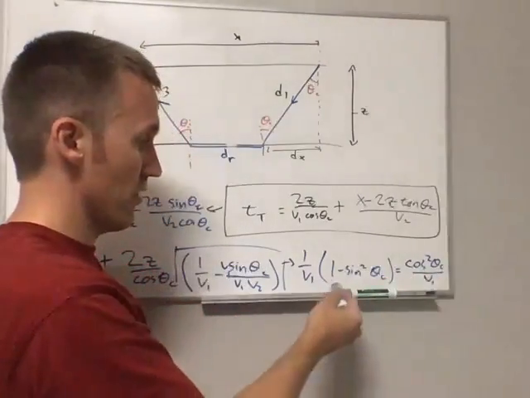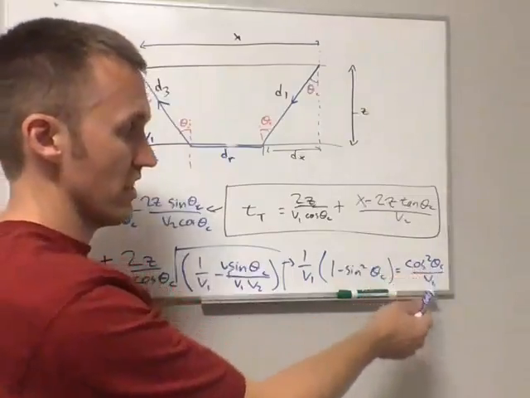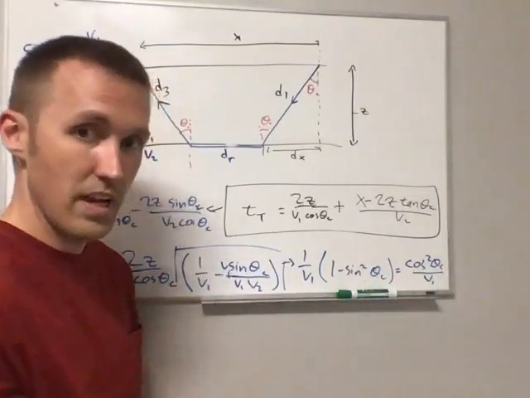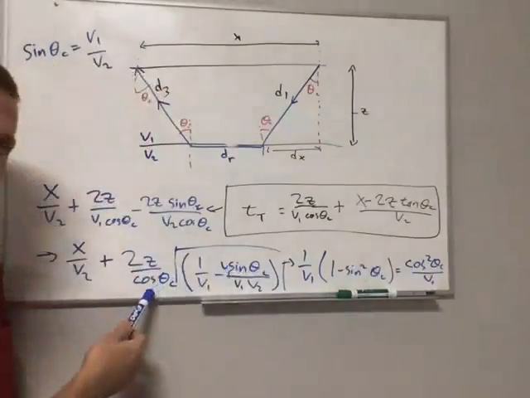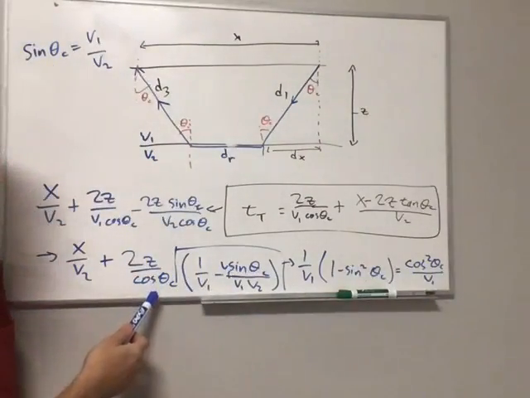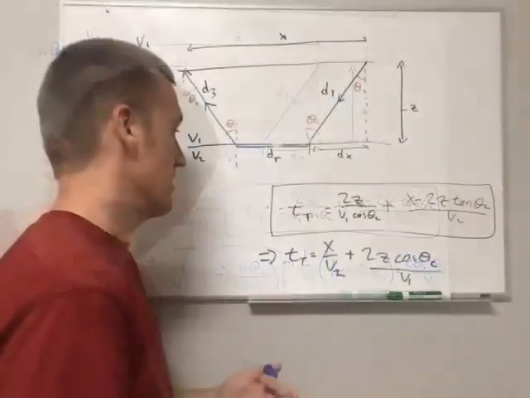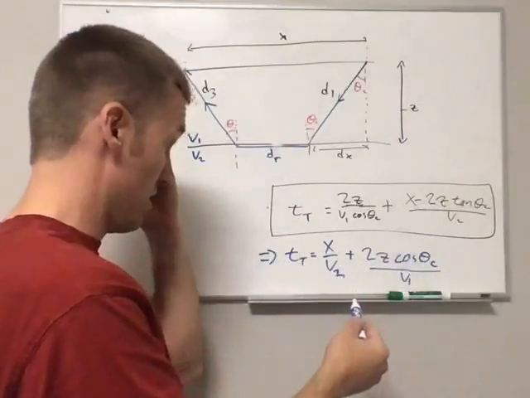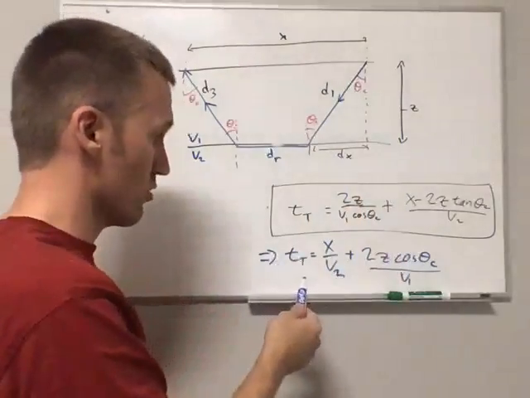All right, so 1 over v1 times 1 minus sine squared theta c is equal to cosine squared of theta c over v1. And now this is very nice because we have a cosine squared theta c here. Coming back over here, we have this cosine theta c in the denominator. So I'm going to erase all of this and rewrite it. So this is the expression, and this is what we're looking for, right? This is an expression which gives us the total travel time.